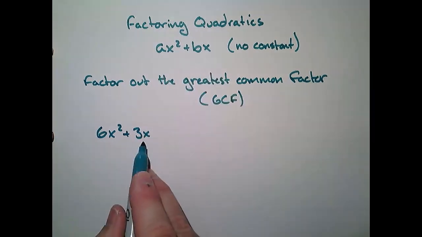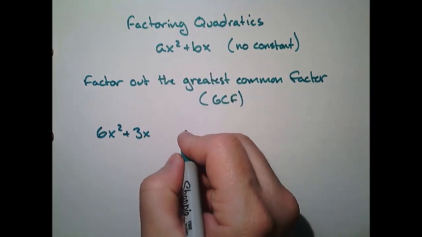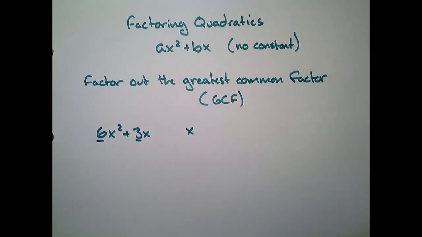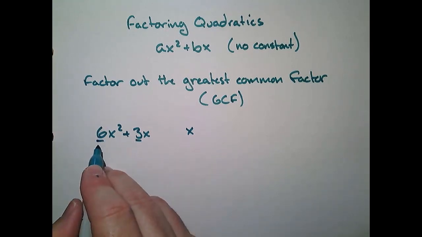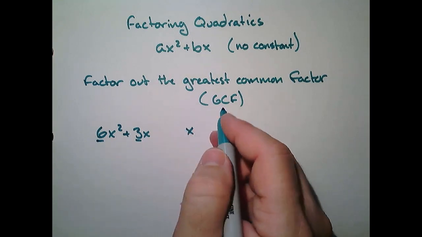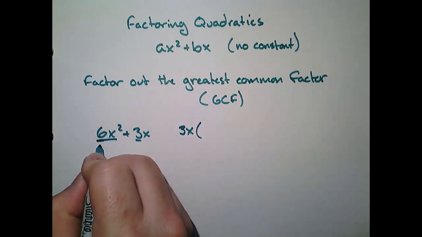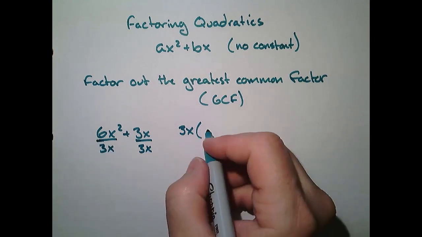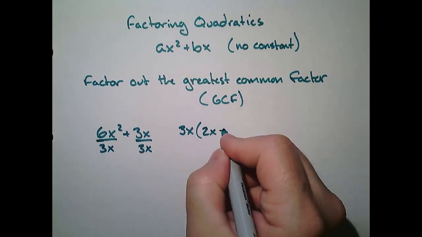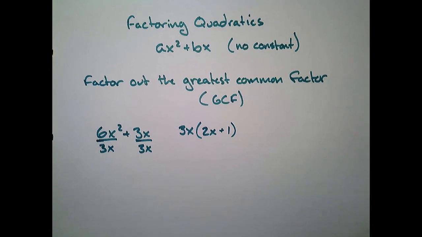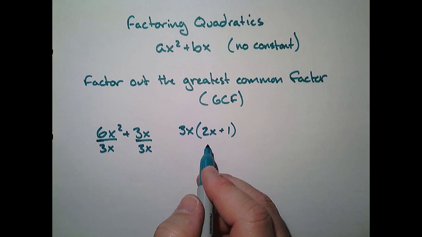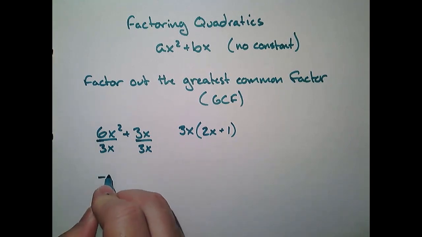Now, greatest common factor, we have an x and an x squared, so we can factor out an x. And then we can factor out the greatest common factor of 6 and 3, which is going to be 3. And then we divide both of those by 3x, and I get 6x squared divided by 3x, 2x. 3x divided by 3x plus 1. And there we go. We have two linear factors of our quadratic, and we're good to go. Let's take a look at another example.